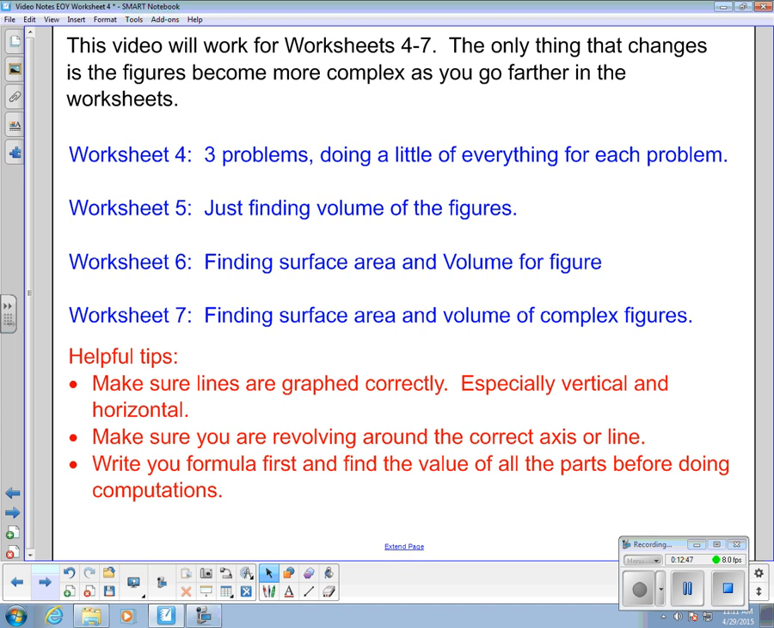Some helpful tips. Make sure you graph your lines correctly, especially your vertical and horizontal lines. Make sure you solve for y correctly. In other words, your slope will be backwards and your figure will be totally wrong. Make sure you're revolving the figure about the correct axis or line. Double check that. Make sure that's the right one. Write your formula out. I want to see a formula every time. I want to see the information pulled out of the picture and put into the formula. You should draw a picture of whatever the shape is. Do your best to draw a three-dimensional picture. It'll help you to develop the formula a lot better.